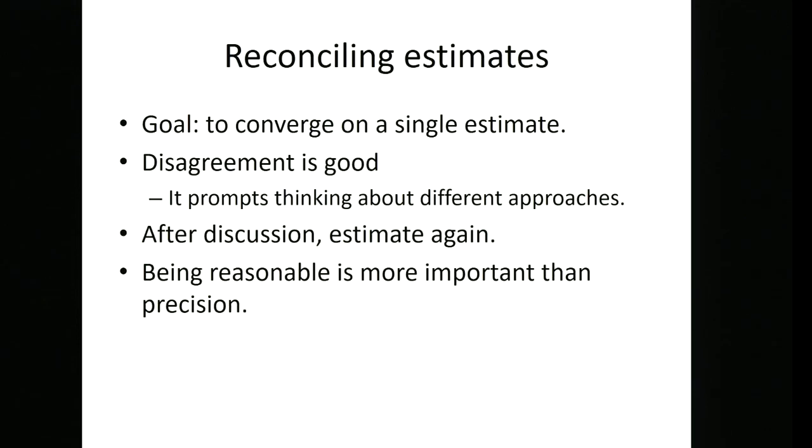So the goal is to converge on a single estimate, but disagreement is good, right? This is a really positive thing because it prompts people to think about different approaches. So obviously, the approach that someone has in mind when they're estimating is going to make a difference. After discussion, estimate again. So you go through the process again. But being reasonable is more important than precision. What we don't want is people arguing over the last 10 minutes for most of the day. You just want to get it done after 2 or 3 rounds.